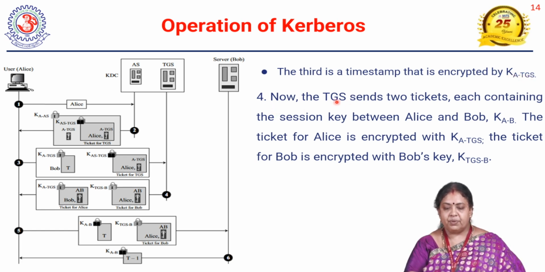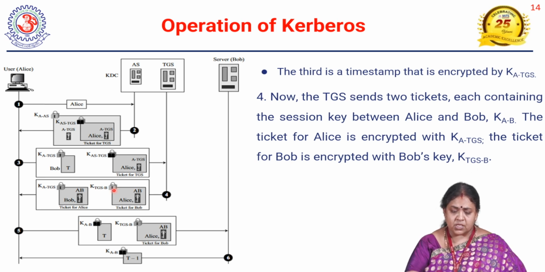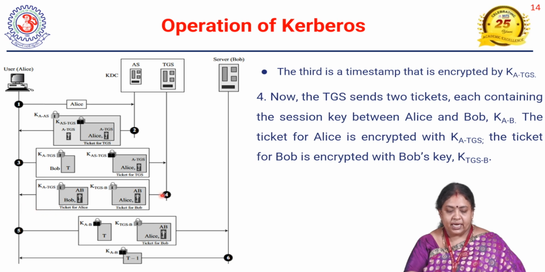What is the fourth step? The TGS sends two tickets, each containing the session key between Alice and Bob. Two tickets will be sent, one for Bob and one for Alice, that is one for the server and one for Alice. The ticket for Alice is encrypted by using K_A,TGS, and the ticket for Bob is encrypted by K_B,TGS. This real server must know the session key between A and B. For that purpose, it is going to send the two tickets.